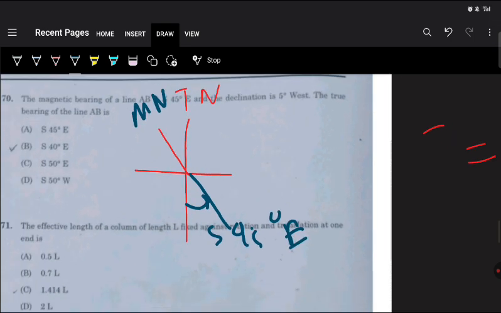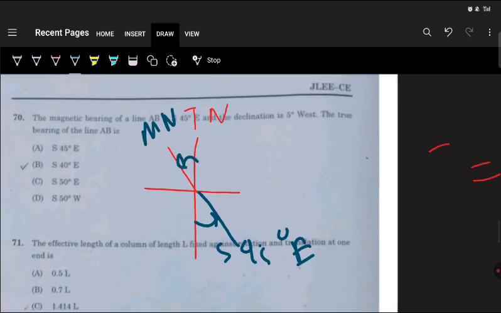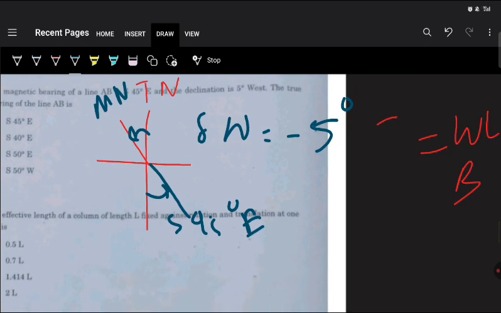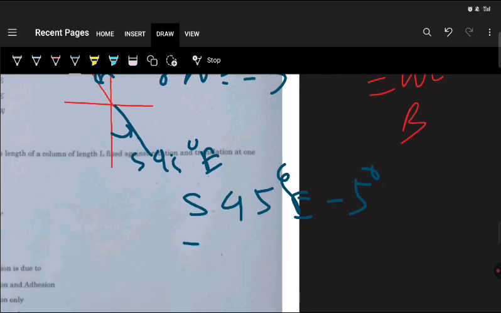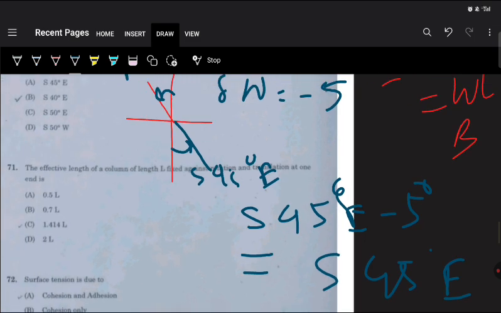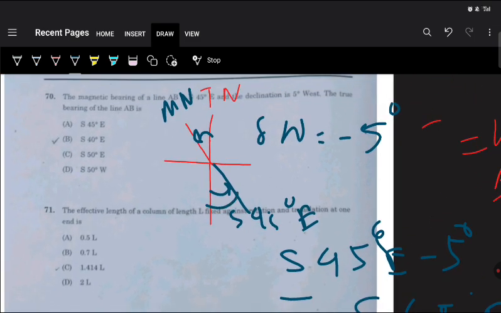So here since declination is west, right? So minus 5 degree, okay. So S45 degree east minus 5 degree, that is our S40 degree east, okay. So the answer will be S40 degree east, right?